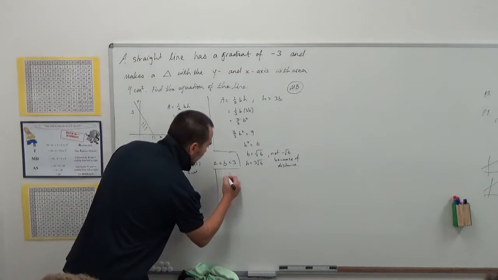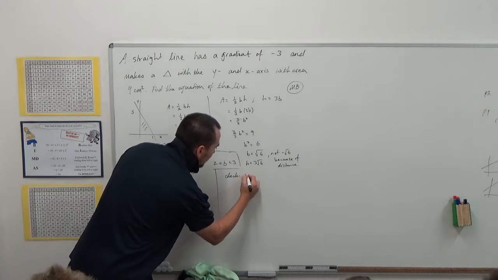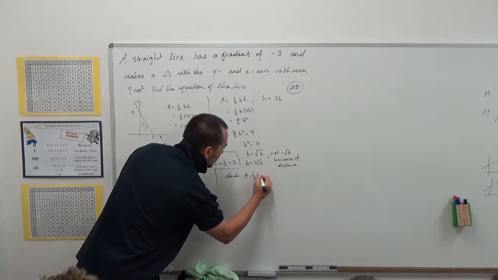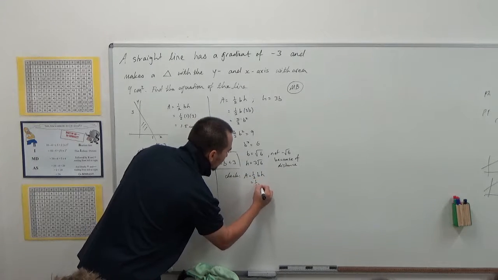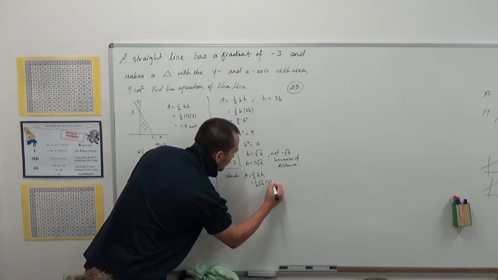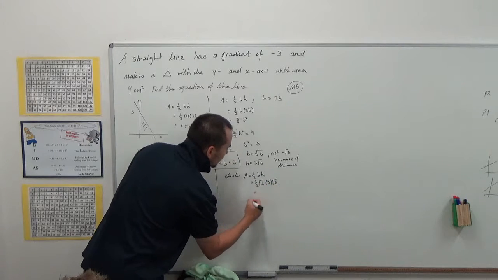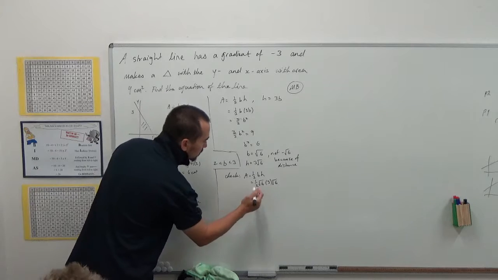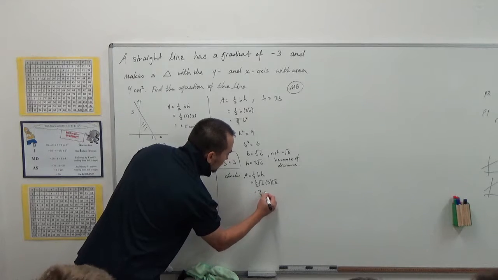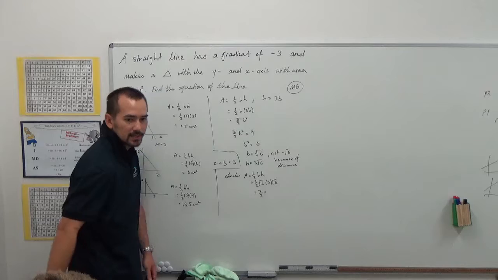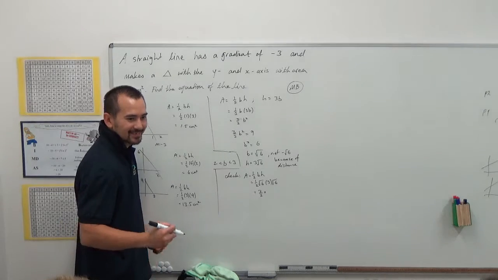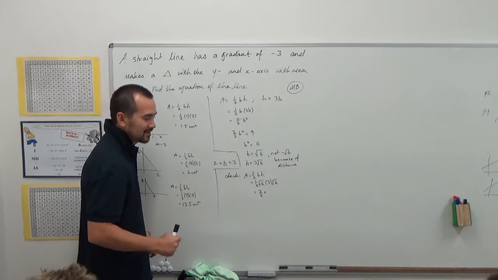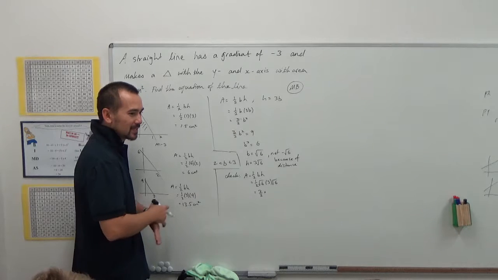And so let's just check to make sure that our area still works now. Half the base times the height is equal to half of root 6 times 3 root 6, which is 3 on 2 times root 6 times root 6.